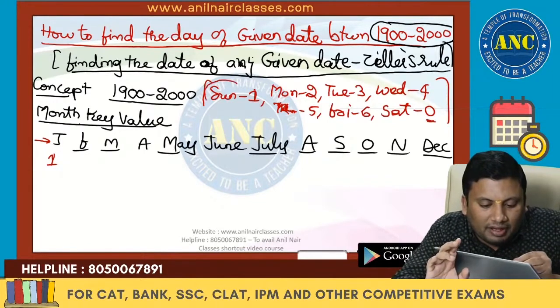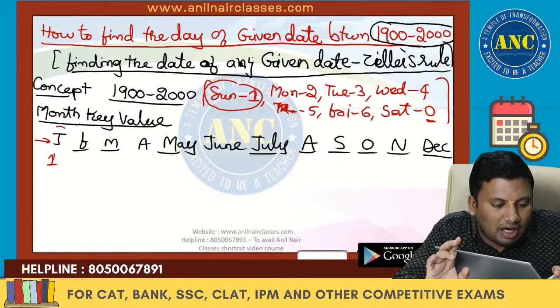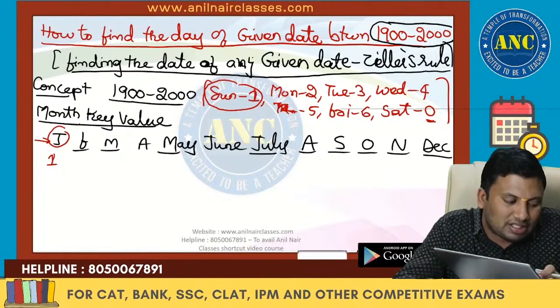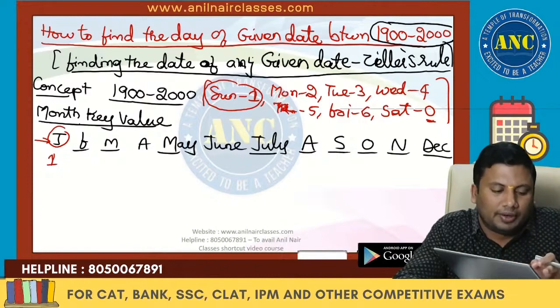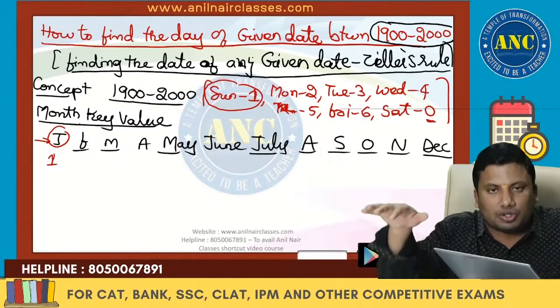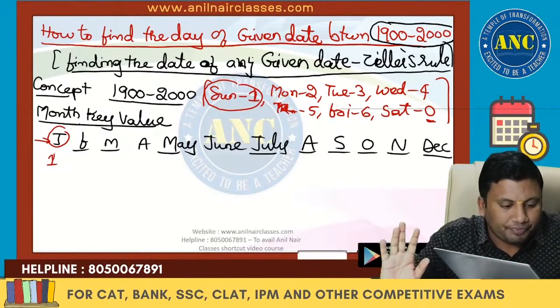Remember, if the first month is starting with 1, the first day should be 1. If you are starting with 0, this should be 0. If you are starting with 2, this should be 2. Both the values should lie on the same base.